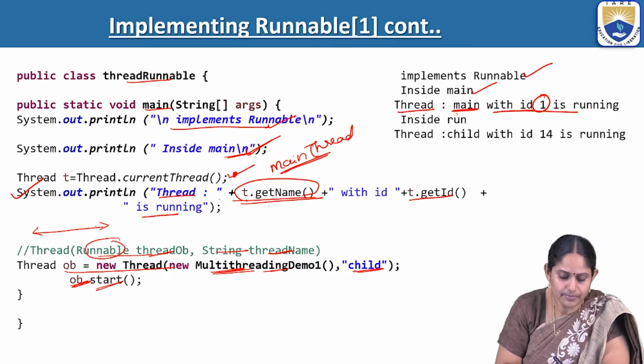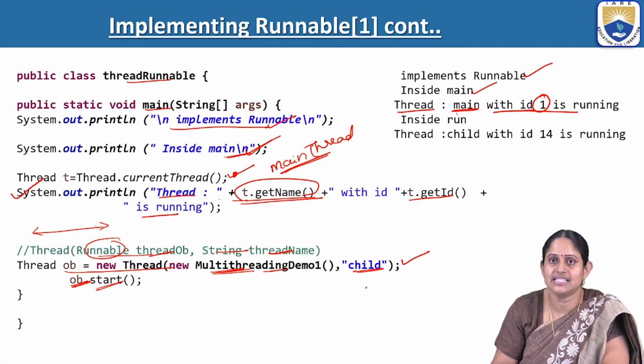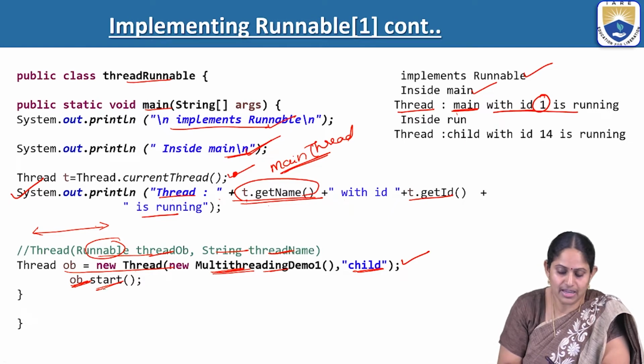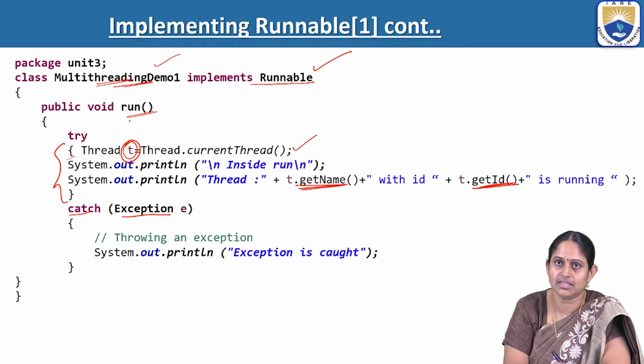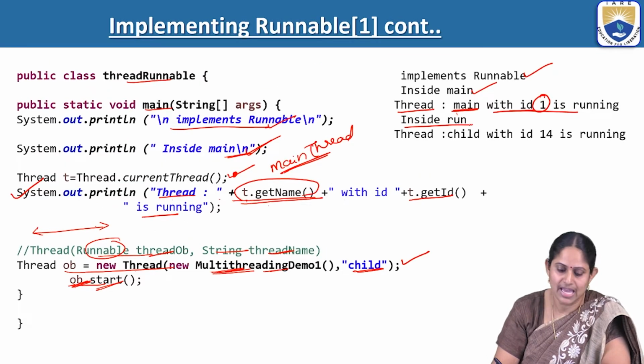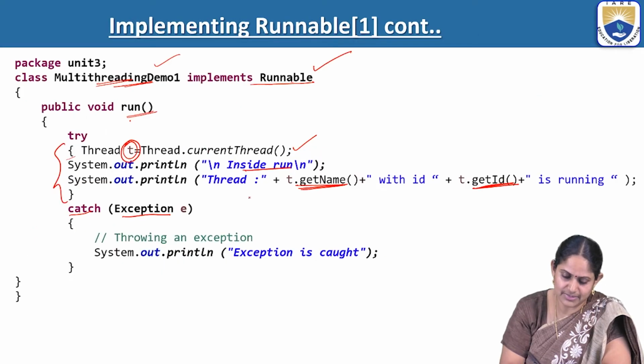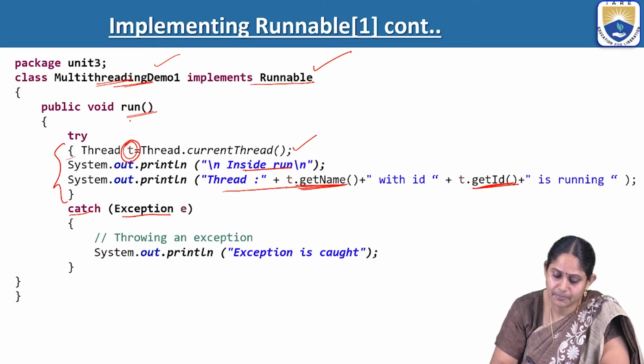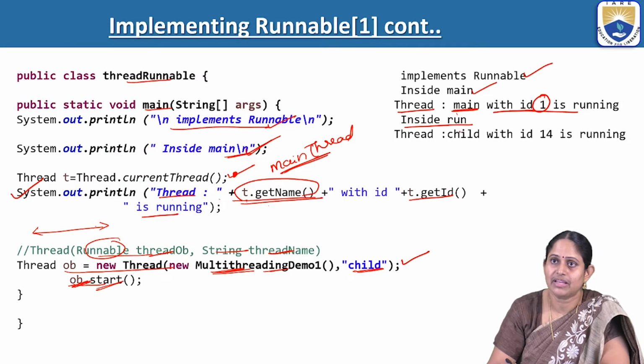Now we are creating the object of the child thread. When we create the child thread, only when you call the start method will the child thread start executing. So when you call the start method, it will go into the run method of the child thread. So here it is displaying inside run, because of which we got this statement. And then inside run again, we are displaying the thread name and the ID of that thread which is executing.